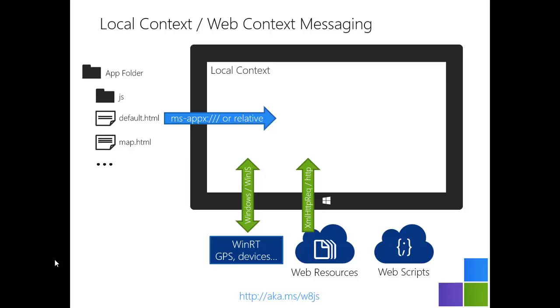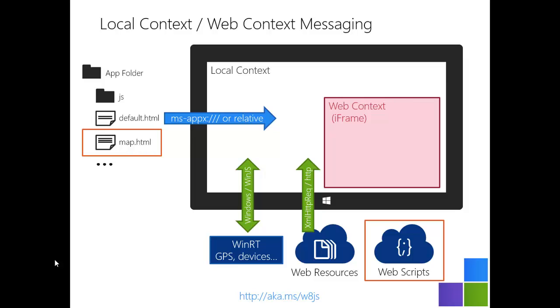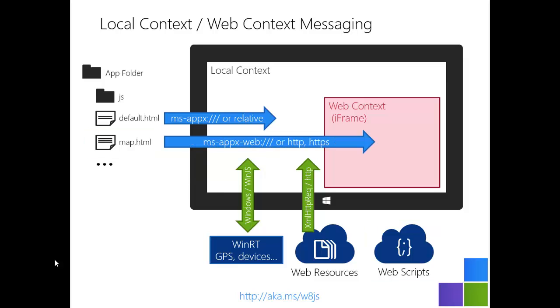In our case, we want to use the Bing Maps control. Now, that's a JavaScript control that's hosted up on Microsoft's servers. So what we'll do is create a new file, this map.html, and have it be what's responsible for downloading the Microsoft Bing Maps control and displaying it. To do that, we'll create an iframe back in our local context page, and then we'll use the ms-appx URI scheme to load that HTML page into an iframe, and then it has access to the remote scripts and can display the Bing Maps control for us. The code running in that web context can, of course, also access remote web resources, like images and videos, and do so over XML HTTP requests or HTTP itself.